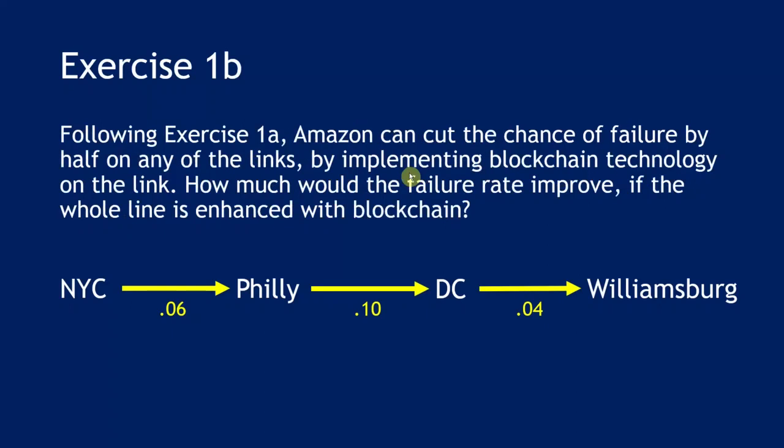The second part of the exercise is based on exercise 1A. Amazon wants to cut the chance of failure by half on any of the links by implementing blockchain technology on the link. So the probability will go from 0.06 to 0.03, for example, if you put blockchain technology on that link. How much would the failure rate improve if the whole line, so all three links, are enhanced with blockchain?